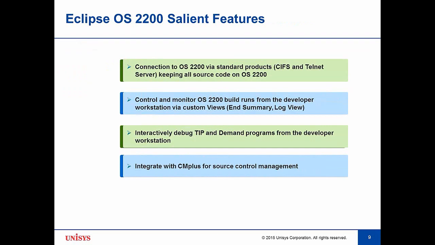Another key feature is Eclipse's ability to connect to OS 2200 via standard products, keeping all the source code on OS 2200. Eclipse also offers control and monitoring ability for OS 2200 build runs from the developer workstation via custom views. And lastly, developers can interactively debug TIP and demand programs from the developer workstation and integrate with CM+ source control.